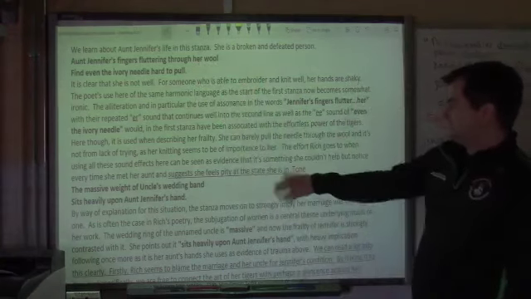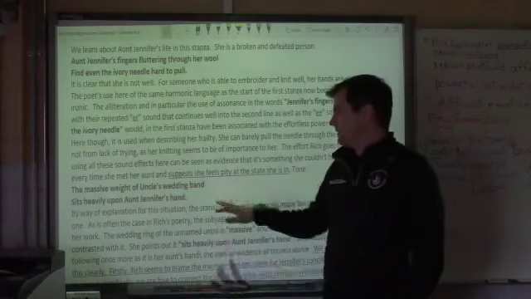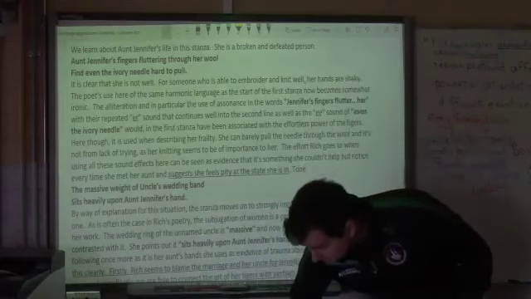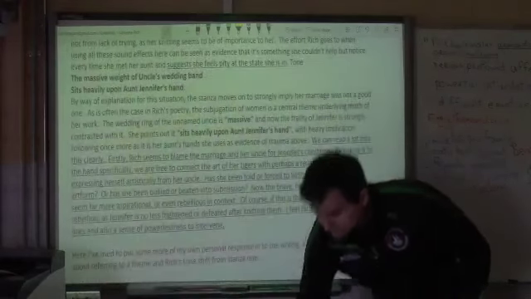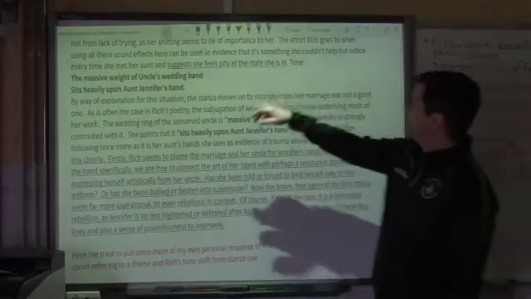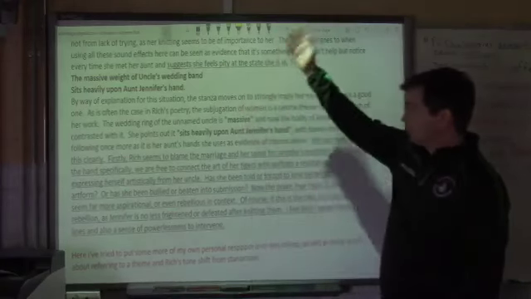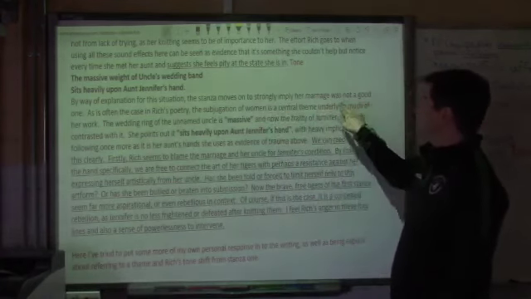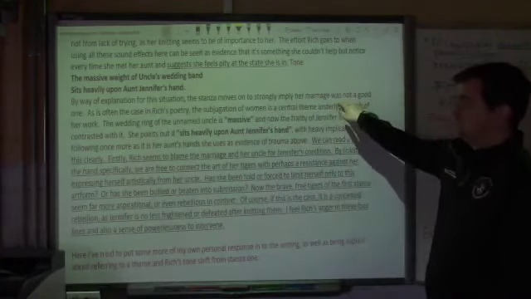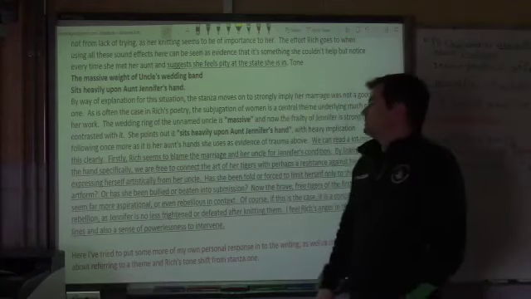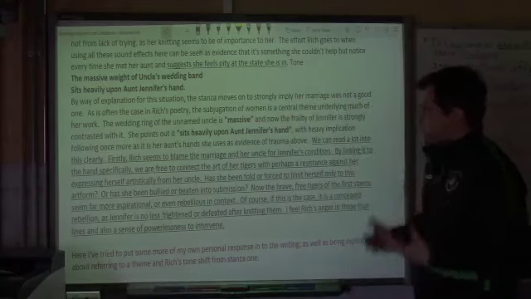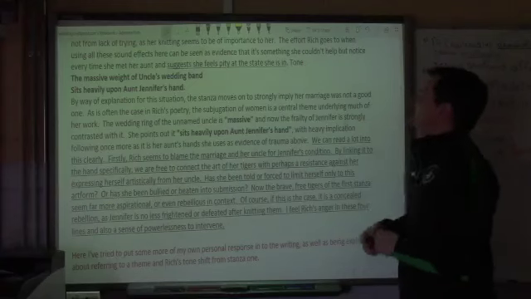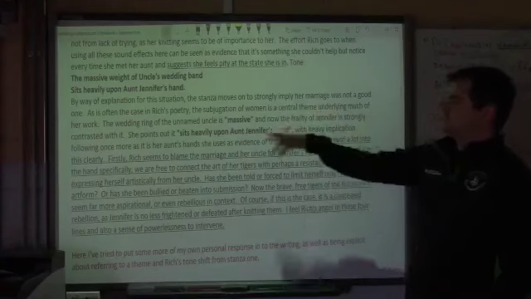"The massive weight of Uncle's wedding band sits heavily upon Aunt Jennifer's hand." By way of explanation for the situation that Jennifer's in, the stanza moves on to strongly imply her marriage was not a good one. As is often the case in Rich's poetry, the subjugation of women, so my theme is now explicitly here, is a central theme underlying much of her work.